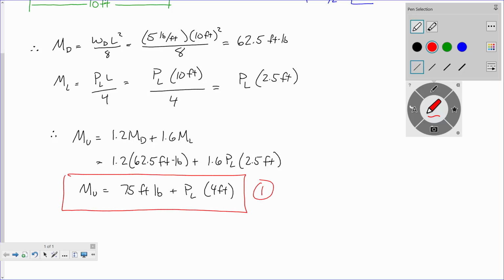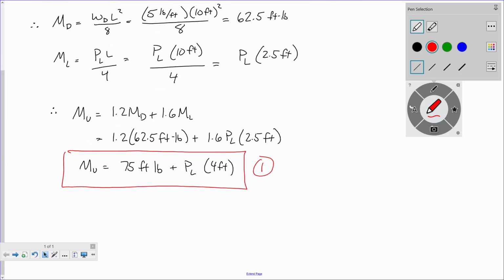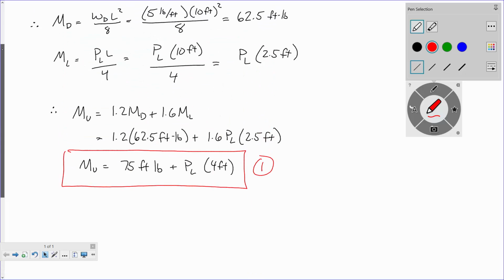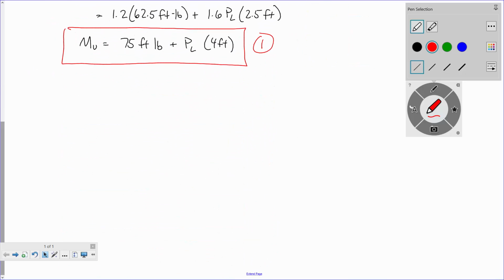Like we can call that equation 1 if you want. Is that a fair statement? Okay. Everybody good? All right. Now, okay, so that's the analysis part. Let's take a look at the strength of the beam, okay? Everybody good with that?